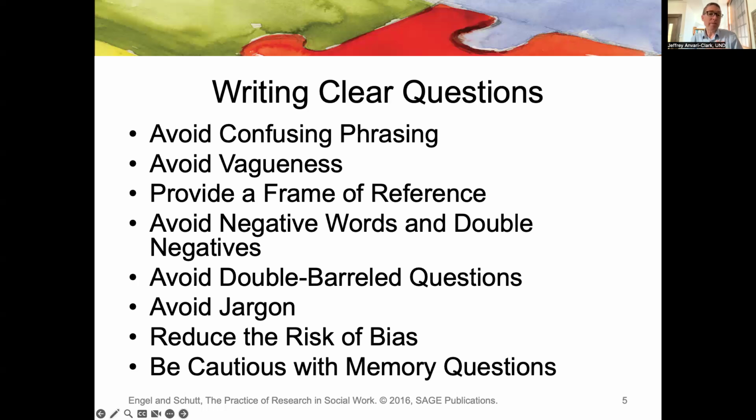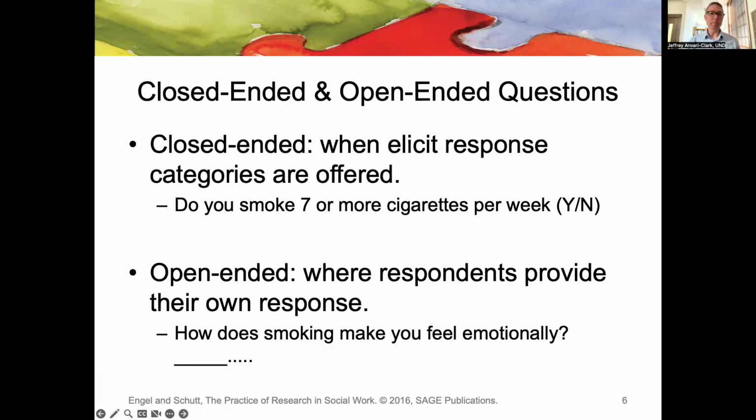And then there's this idea of a double-barreled question, where you're really asking two questions: you ask a question and then you ask a follow-up question. So the person's like, well, I answered yes to this one, but no to that one. How do I answer? So we want to avoid those, and reduce jargon, and memory questions, asking people to recall times or frequency of times if they haven't actually recorded it. There can be some problems there.